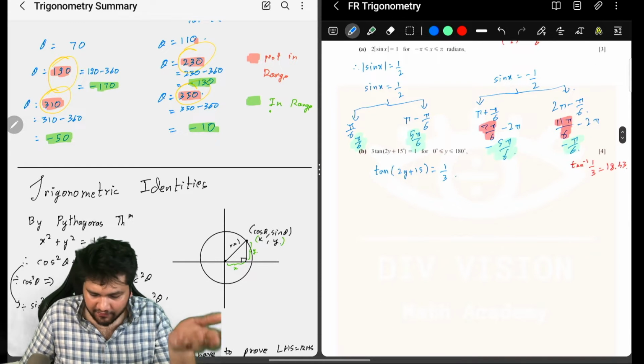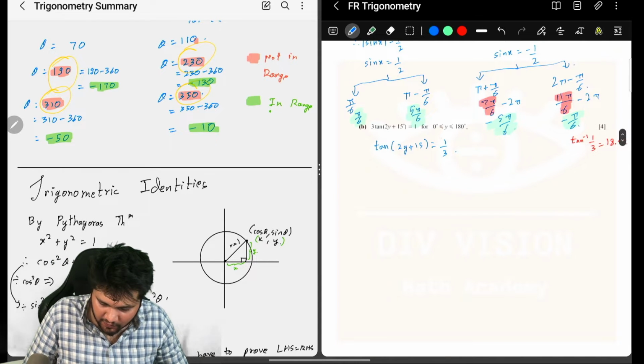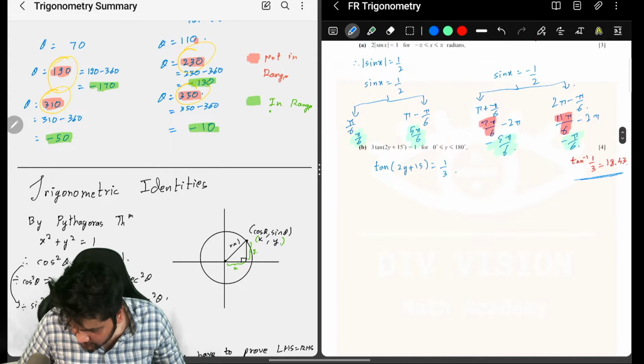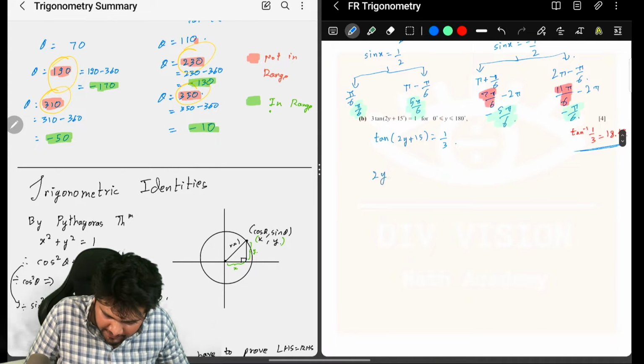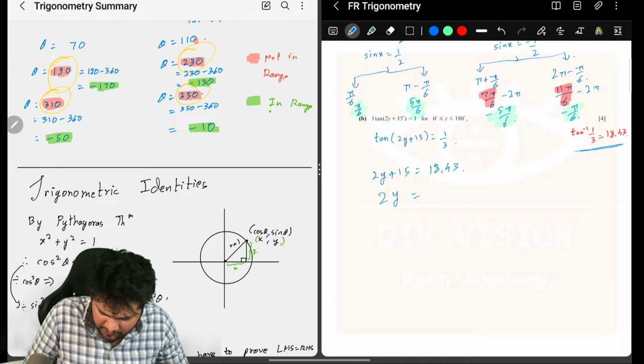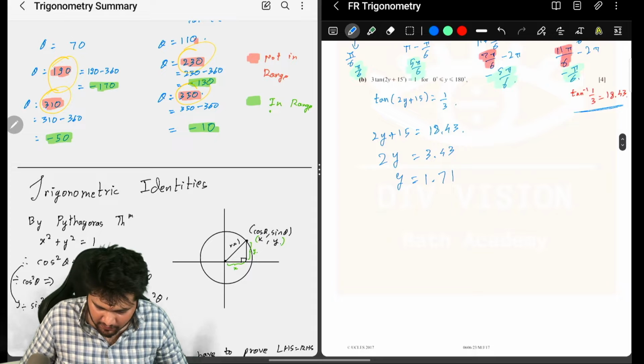Next, if we have tan of 2y plus 15, this is just a wrap up thing. So tan of 2y plus 15 is equal to 1 by 3. As we know, tan inverse of 1 by 3 would be how much? 18.43. So we'll get 2y plus 15 is equal to 18.43. So I'll just make y the subject. After solving, we'll get 2y is equal to 3.43, and we'll get y is equal to 1.71. Yeah, makes sense, right? So we'll get y is equal to 1.71.